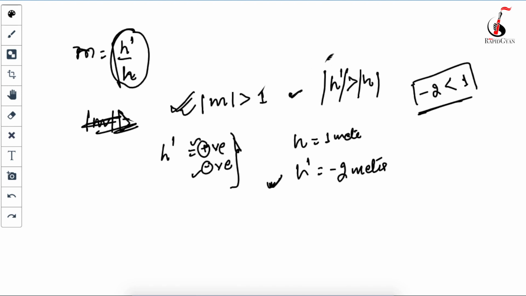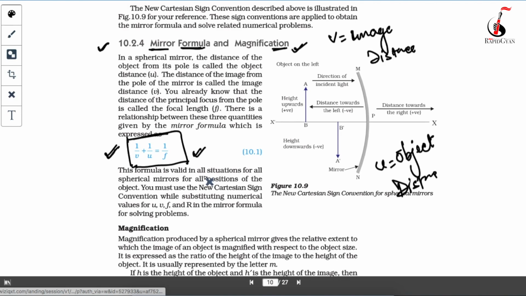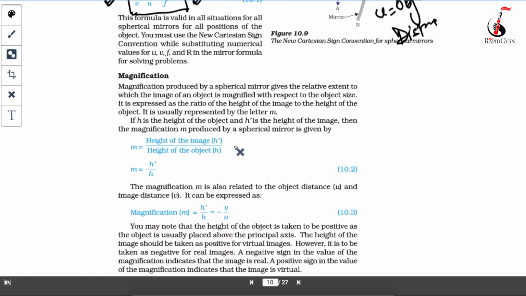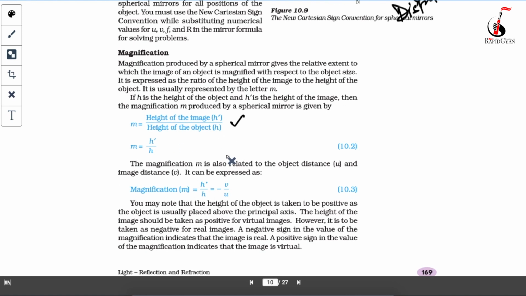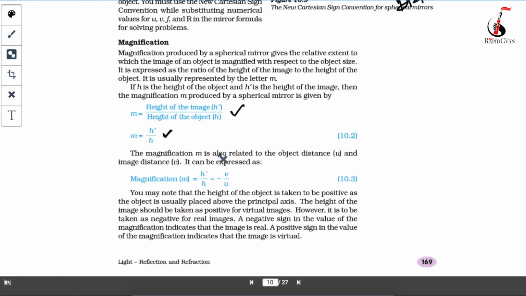That's why I have taken modulus, because what does modulus do? Modulus of minus 2 will give me 2. So now we can say that 2 is greater than 1. This minus sign is just to show that the image is not erect, the image is inverted. But while writing the magnitude only, we will just write the value 2, we will not write the negative sign. So this is your magnification. It is the height of the image divided by the height of the object, which is h dash upon h, or we can also write minus v upon u.